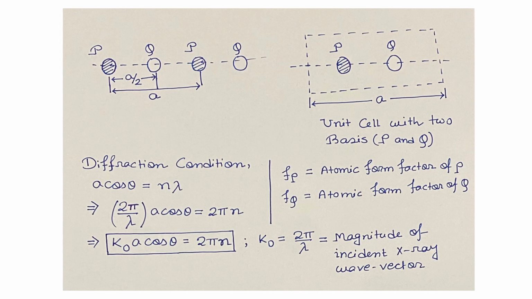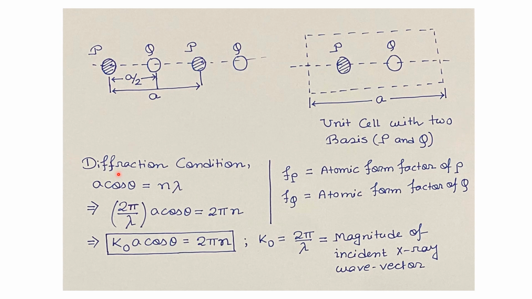According to the question, we have to deal with this diatomic chain of atoms P and Q, where the distance between consecutive atoms P and Q is A by 2 and the lattice constant is A. If we look into this one-dimensional crystal structure carefully, we can find that the unit cell of this crystal structure will be this. This unit cell consists of two bases, that is P and Q. From now onwards, we will use only this unit cell for our future calculations.